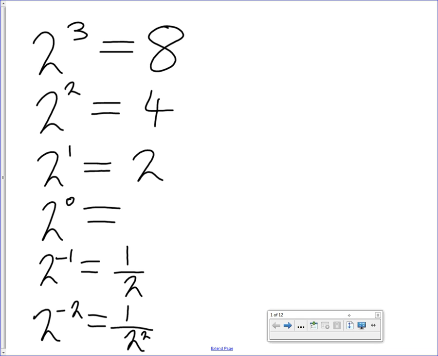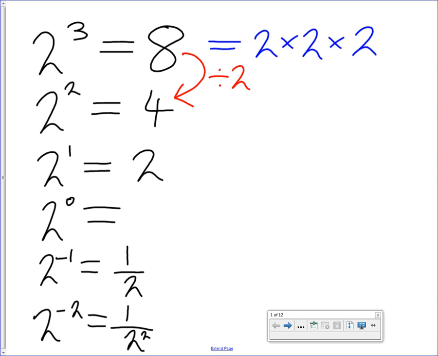Now, let's look at the sequence that's happening here. To get from 8 to 4, we obviously divide by 2. And that makes sense because 2 cubed is 2 times 2 times 2, and 2 squared equals 2 times 2. So, of course, we're going to be dividing by 2 to get from here to there.